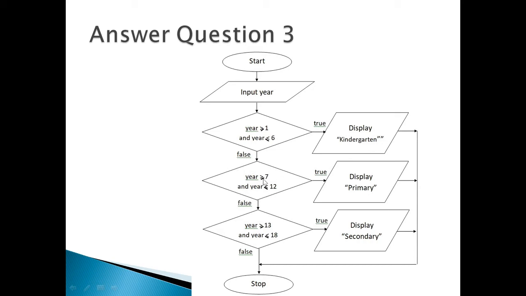Year greater than or equal to 7 and year less than or equal to 12. True, display primary. And when it's false, go to the next diamond: year greater than or equal to 13 and year less than or equal to 18.